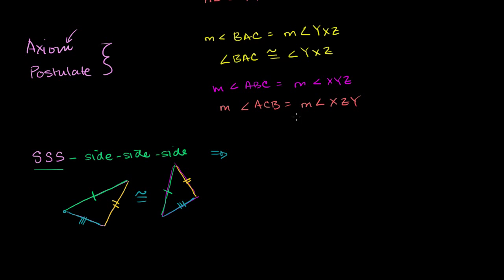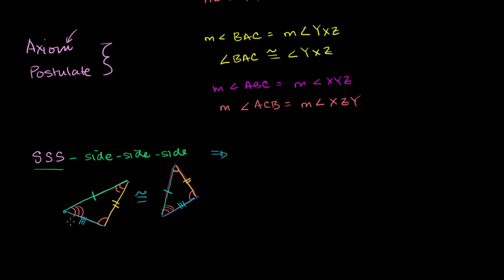And what's powerful there is if we know all of the corresponding sides are equal, then we know they're congruent, and then we can make all of the other assumptions, which means that the corresponding angles are also equal. So that we know that that's going to be congruent to that, or have the same measure. That's going to have the same measure as that. And then that is going to have the same measure as that right over there.